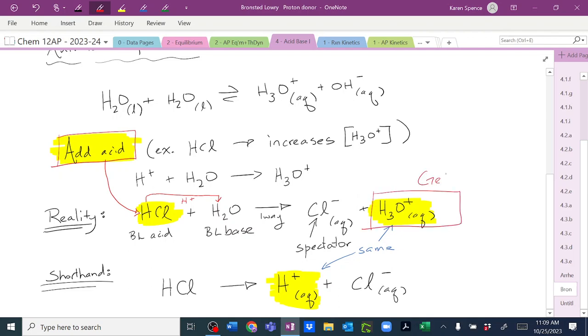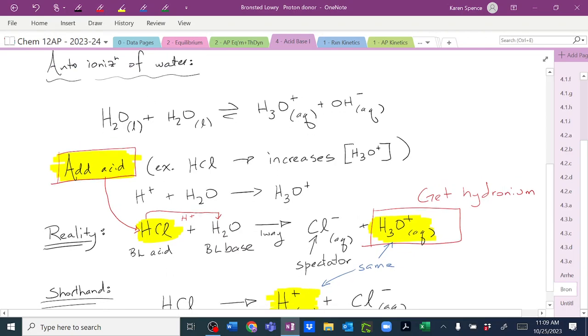We get hydronium, yes? So when we add acid, what do we get? Hydronium. I mean, you could say hydrogen, but we're going to say hydronium. So what does that do to our autoionization of water?